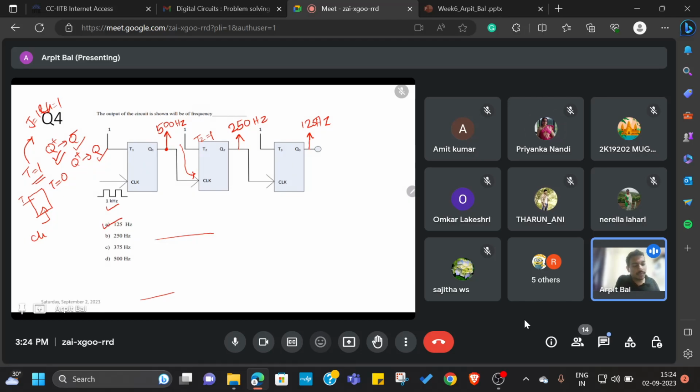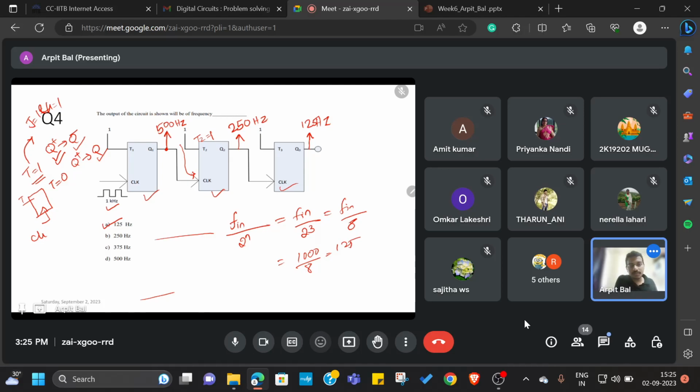Similarly, if you find any number of flip-flops that are cascaded in this way, you can figure out what is going to be the frequency. Otherwise, you can directly use the formula Fn by 2 to the power n. In this case, n is equal to 3. So it is Fn by 2 to the power 3, that is Fn by 8, or 1000 by 8. That will be 125.